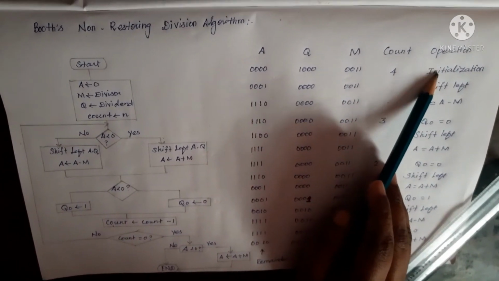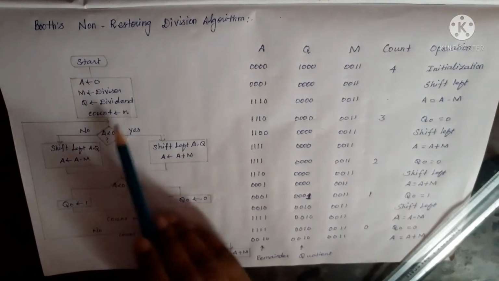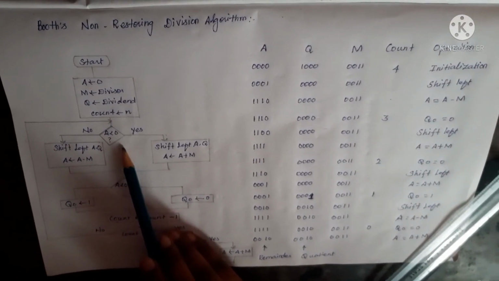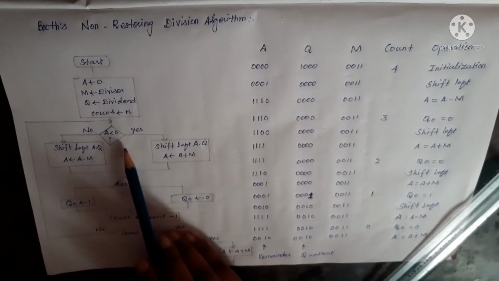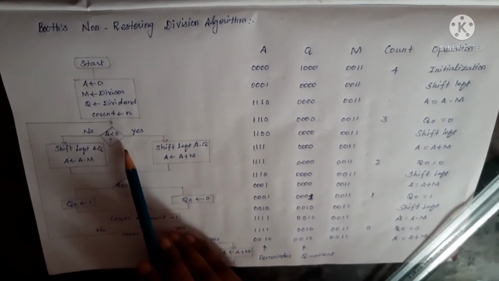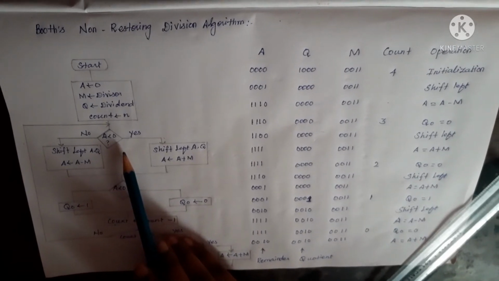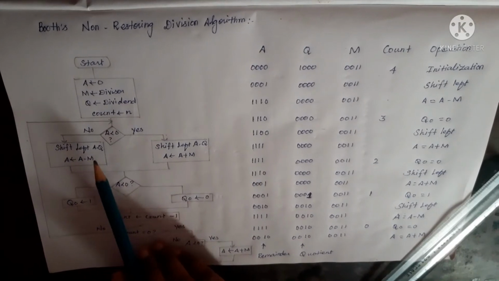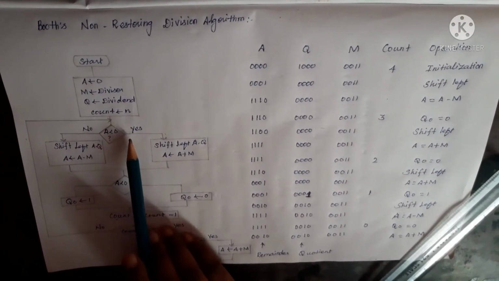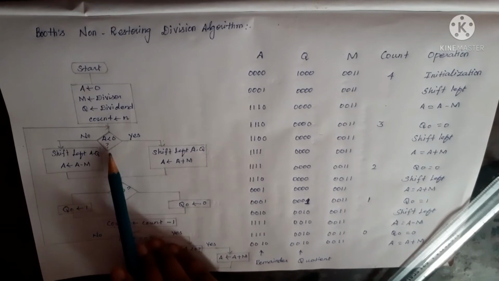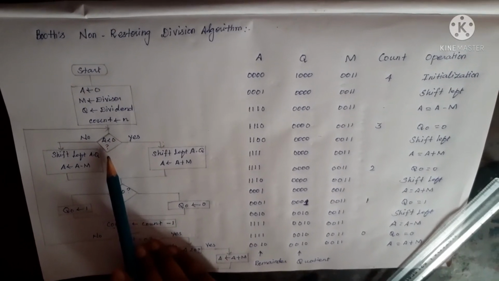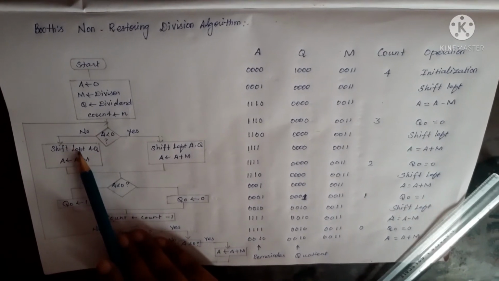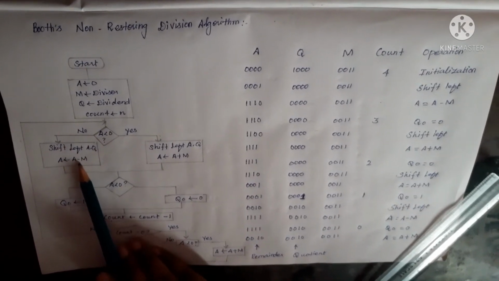This is the initialization step. Next we'll check whether A is less than 0. We check this by the MSB of A. So the MSB of A is 0. It means that the number is positive. That means A less than 0 is false, that means no. So we'll perform shift left, and then we'll perform A equal to A minus M.